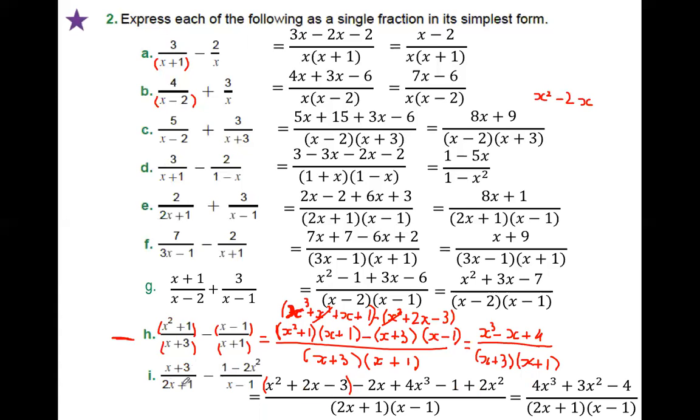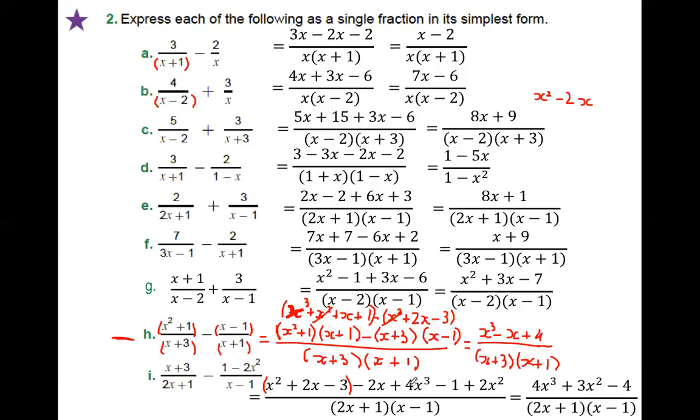And on the other side, you'll have 2x times 1 minus 2x. 2x times minus 2x squared with a minus in front, so that becomes a plus 4x cubed. Then 1 times negative 1, which is minus 1. And 1 times plus 2x squared, which is just 2x squared. And then you would simplify all this.